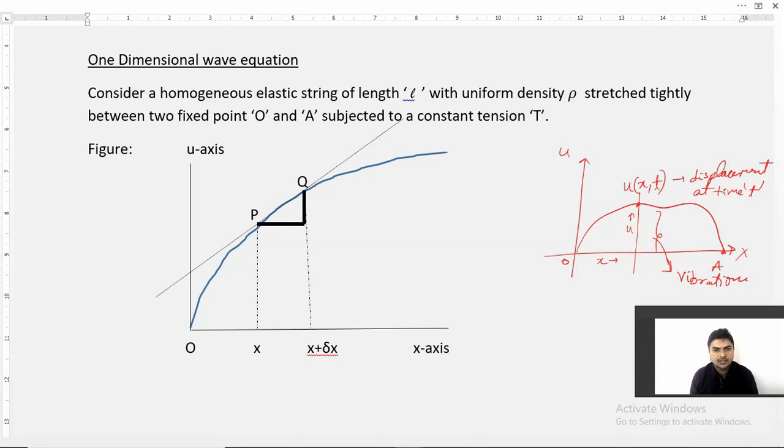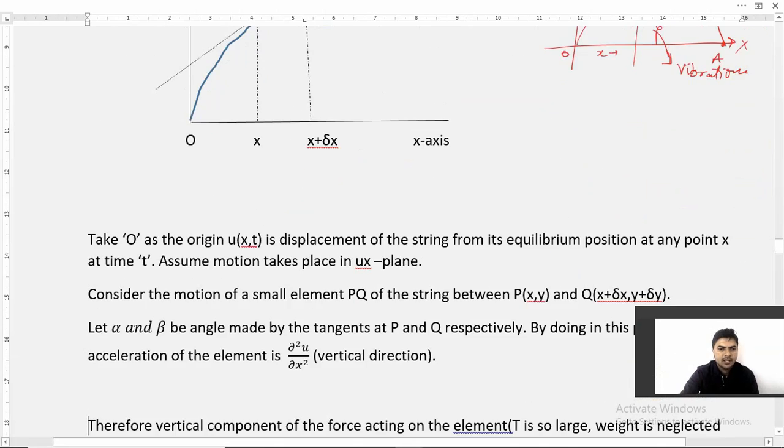So what to say? Consider a homogeneous elastic string of length L with uniform density rho stretched tightly between two fixed points O and A, subjected to a constant tension T. That's it. Then take O as the origin. I have just discussed it in the diagram. So u(x, t). You can write this in your own words, no need of writing it as it is. This is for your understanding.